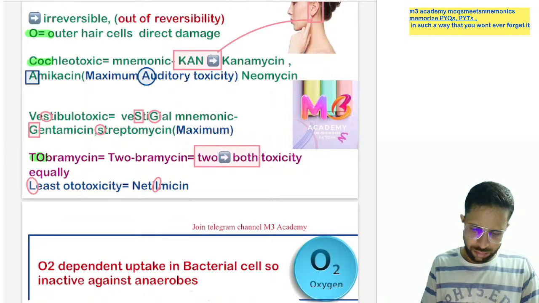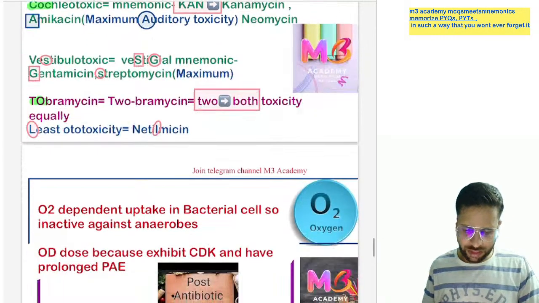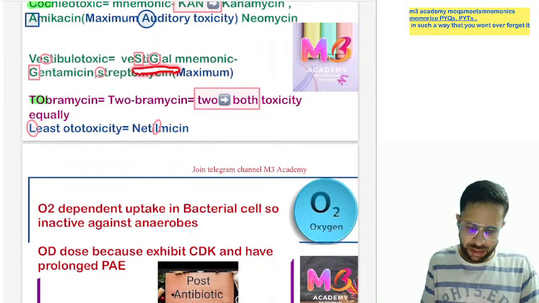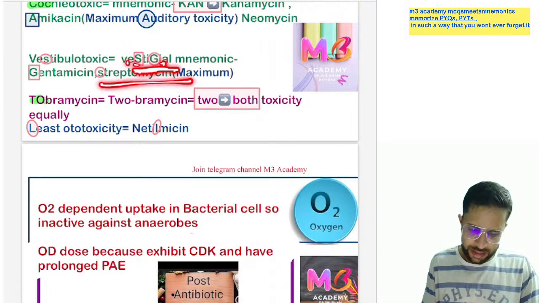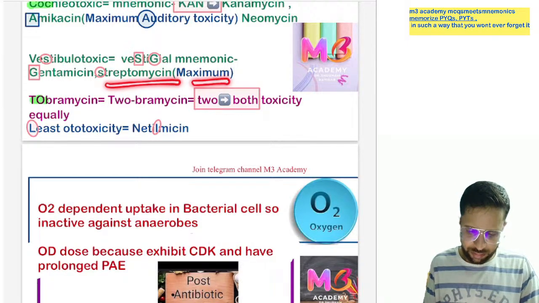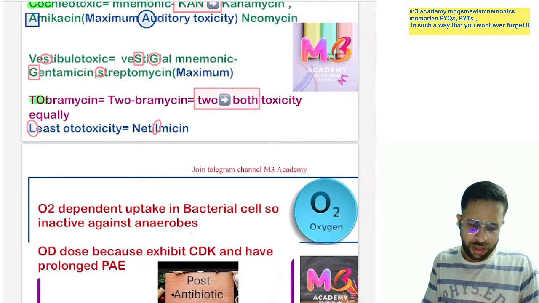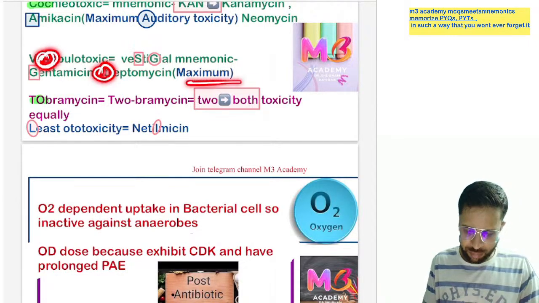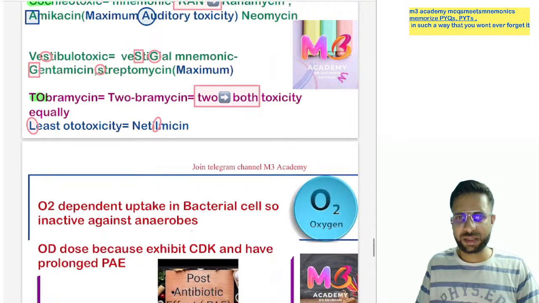Yes. Now the next point is vestibulotoxic. For vestibulotoxic, you can remember the mnemonic "vestigial". Vestigial has an SG: S is for streptomycin, G for gentamicin. So streptomycin has the maximum vestibulotoxicity because the spelling of vestibulotoxic comes earlier. So streptomycin is maximum in vestibulotoxicity.